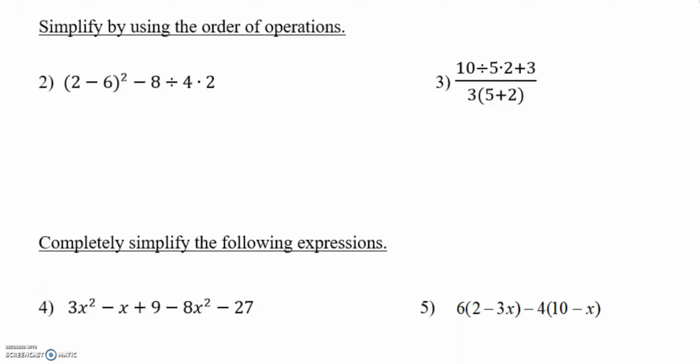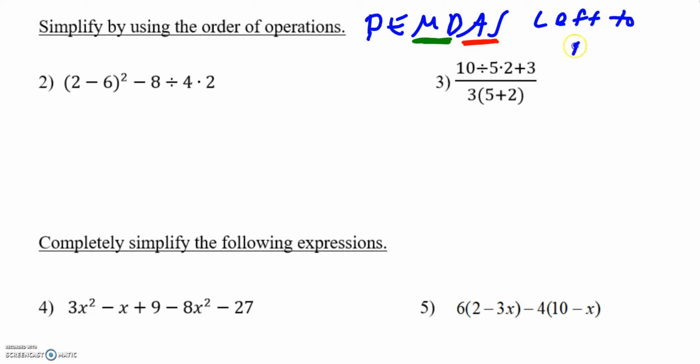Next example, simplify by using the order of operations. And remember, these are not equations. All we're doing is simplifying and solving. So order of operations, PEMDAS, we want to always do parentheses first, then exponents. Multiplication, division are on the same level, and addition, subtraction are on the same level. So when they're on the same level, remember that you always go left to right.